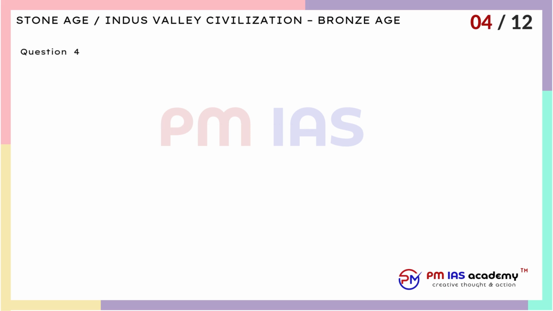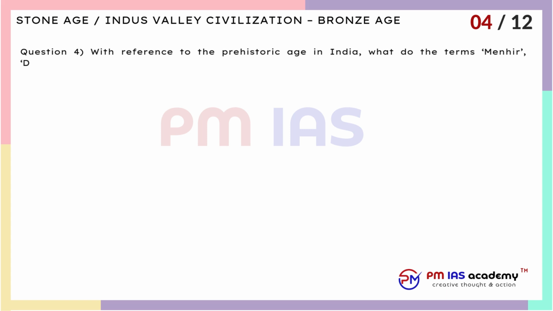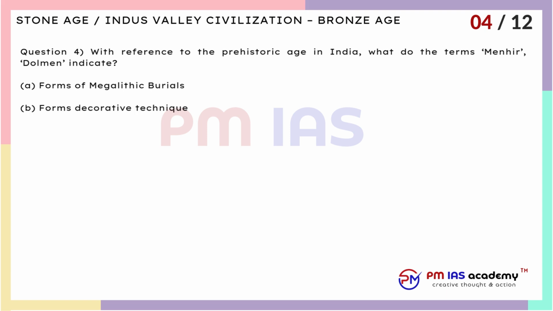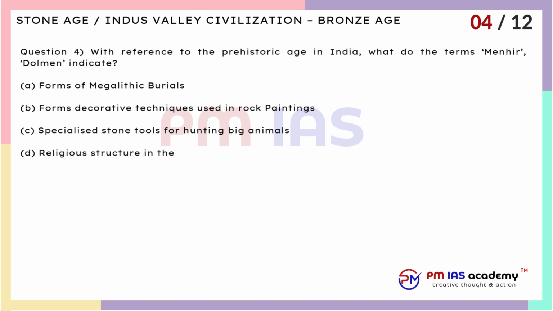Question 4. With reference to the prehistoric age in India, what do the terms menhir, dolmen indicate? A. Forms of megalithic burials. B. Forms of decorative techniques used in rock paintings. C. Specialized stone tools for hunting big animals. D. Religious structure in the Chalcolithic settlements.